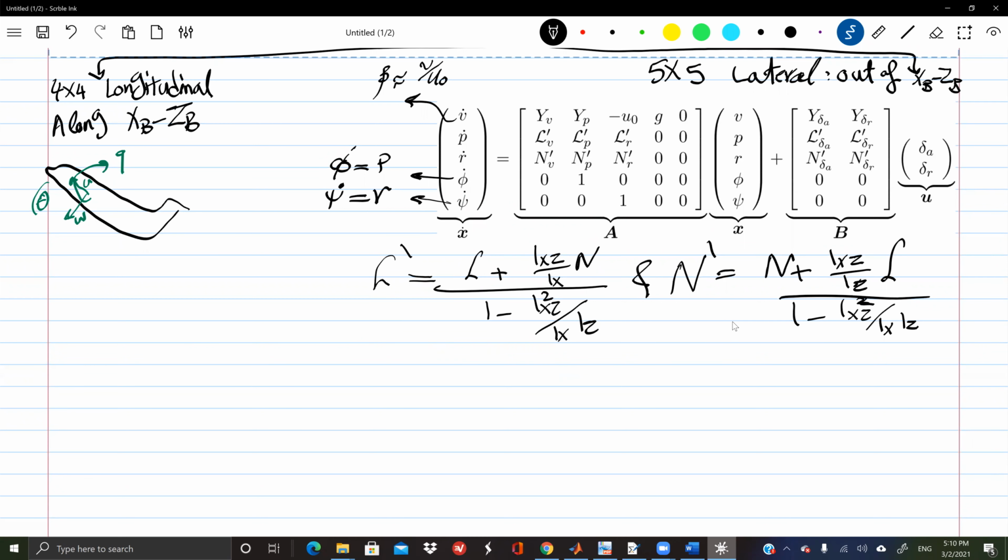Let's see. If the product of inertia, Ixz, is 0. Let's put Ixz is 0. If you put it 0, this goes away, and you have N dash equals N, and also L dash equals L. Okay, so if Ixz is 0, you can drop the dashes, that's fine. So these will be the rolling and yaw moment that we are familiar with. If it's not 0, then what are these dashes?